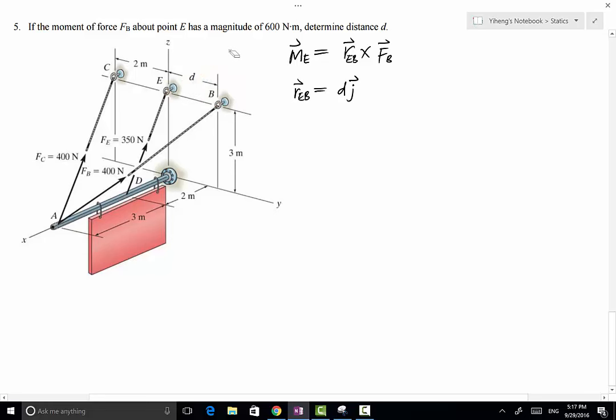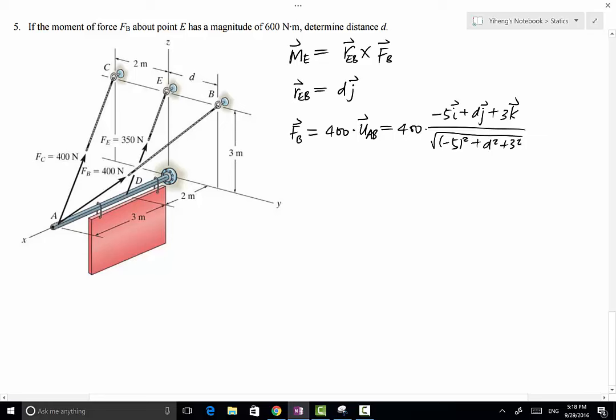What about our force vector Fb? To determine our force vector, we do the same thing. This equals its magnitude, which is known, 400 Newton, times the unit vector from A to B. The unit vector from A to B can be determined from the position vector RAB. And RAB is negative 5i plus dj. Again, we don't know what d is, we keep that unknown, plus 3k, divided by the square root of negative 5 squared plus d squared plus 3 squared.